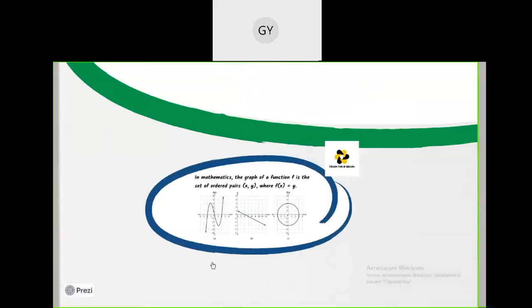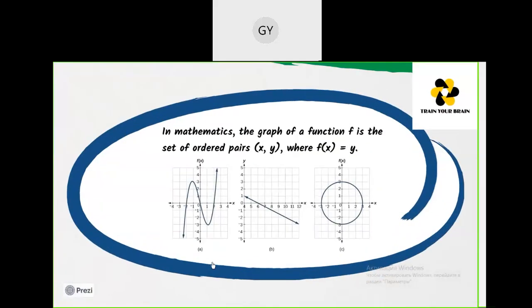And you may have a question like this. What is a graph? In mathematics, the graph of a function f is a set of ordered pairs where f of x is equal to y. And I want to say that a graph is a special case of a relation. Look at these pictures. There are three graphs of different functions, and we will show you graphs of each function, which we will be studying in the coming weeks.